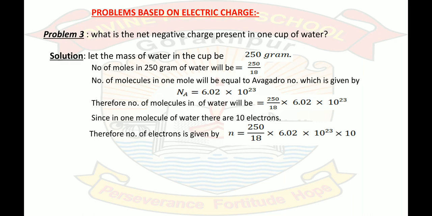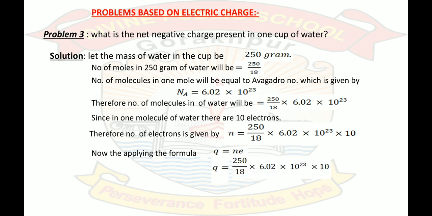We have to find out the value of q. The value of n we have calculated. The value of e we all know. Now we are going to apply the formula, and the formula is q is equal to ne. We'll put the value of n, then we'll put the value of e. When we solve it, we are going to have q is equal to 1.34 into 10 to the power 7 coulomb. This is the negative charge present in the 1 cup of water, which is our answer.